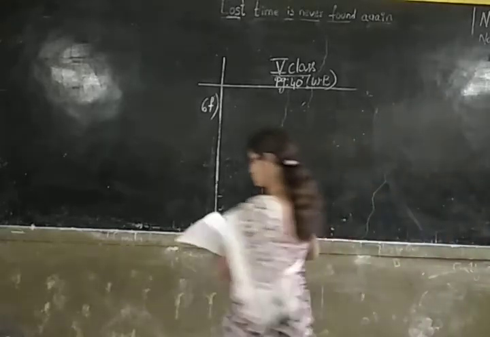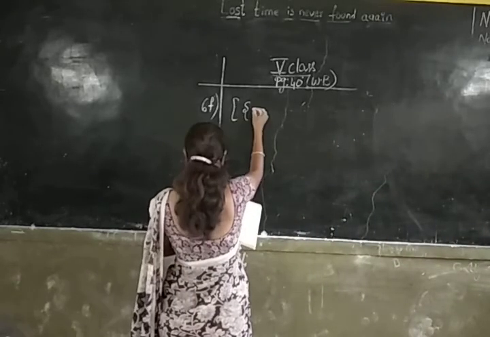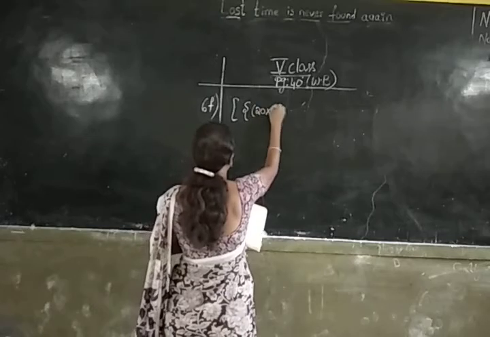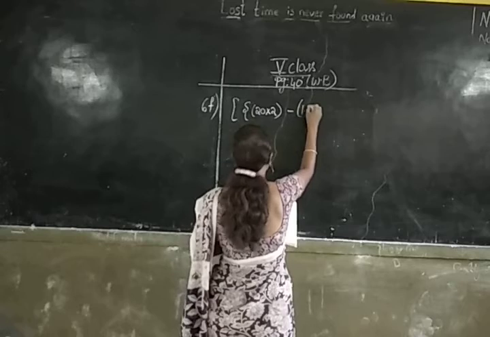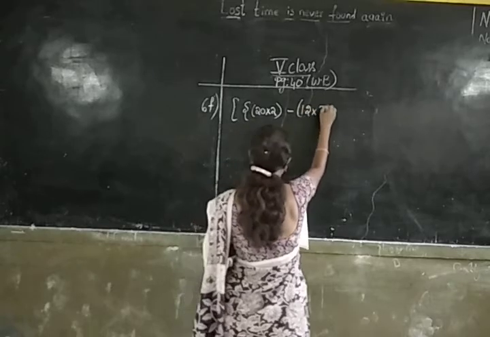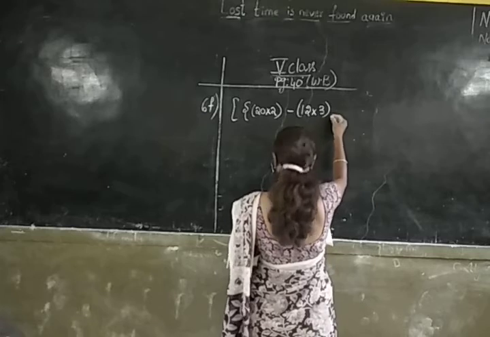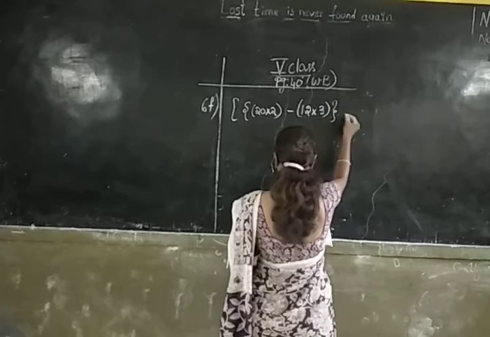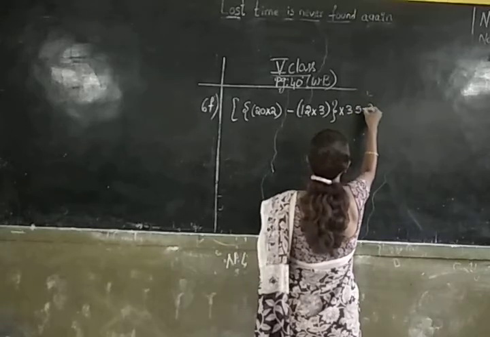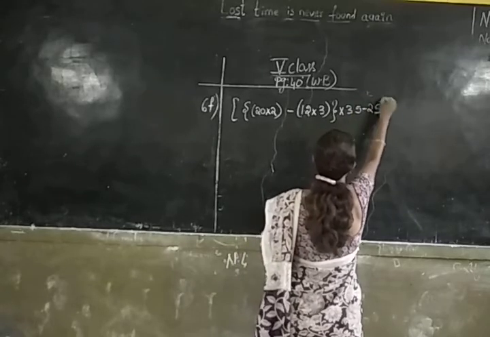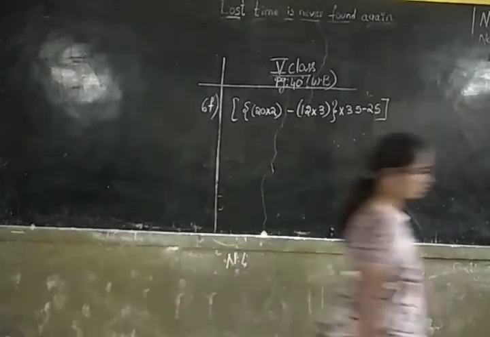Okay children, the F question is: square bracket, flower bracket. In the round bracket, we have to write 20 into 2 minus, again another round bracket is given, 12 into 3. Next, curly bracket into 35 minus 25, and in the last is given the square bracket. Okay children, now let us solve this sum.